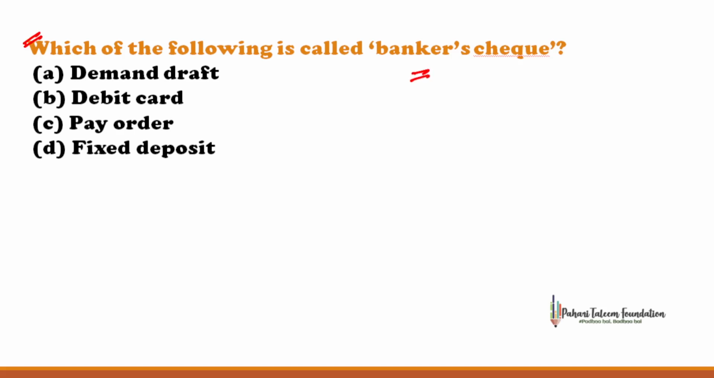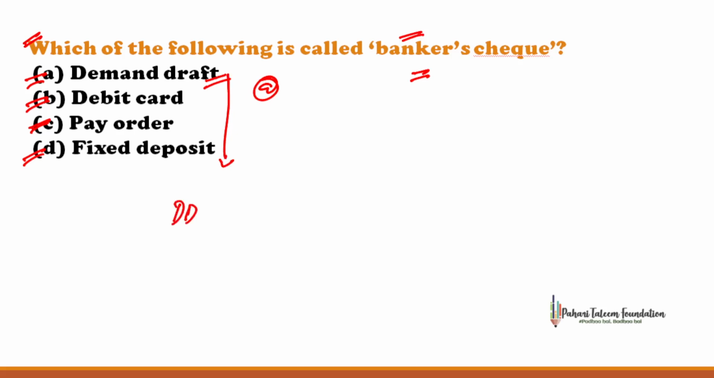So the options are option A, demand draft, option B, debit card, option C, pay order, and option D, fixed deposit. The right answer for this question is option A, demand draft. A demand draft is also called a banker check. So what is this demand draft?